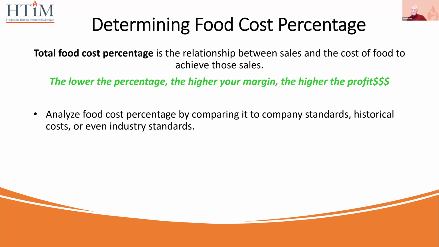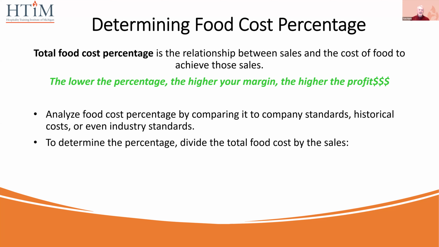You heard Todd when he talked about, hey, we're X number of dollars over what we were last year. So we need to take a look at that, and that's where we're going to start analyzing our food costs and our food cost percentage. So to determine that percentage, we want to divide the total food cost, which we know what that formula is, by the sales. So here's that formula. Total food cost divided by sales equals my food cost percentage.